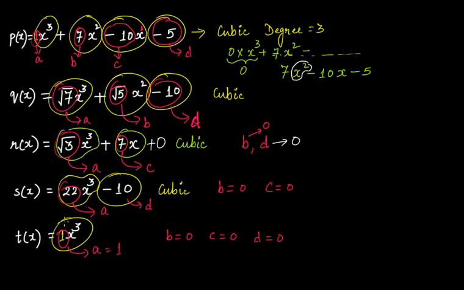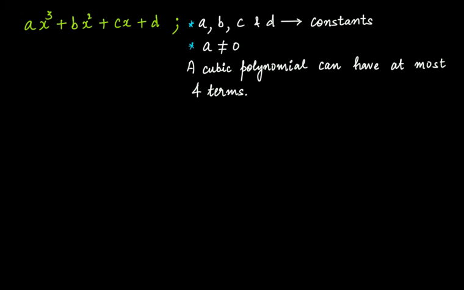It only contains one term, that is 1x cubed. It means that a is equal to 1. B is 0, that's why you don't have this term. C is 0, that's why you don't have the term which has a power of x with exponent 1. And d is 0, that's why you don't have any constant. So you can write it like this. The point is that when it is written in the form ax cubed plus bx squared plus cx plus d, a cannot be equal to 0. Otherwise, this will not be a cubic polynomial anymore.